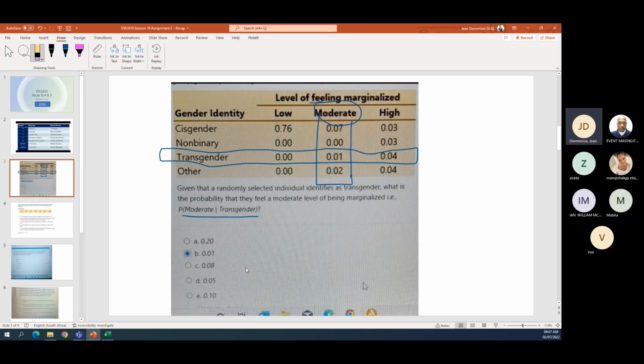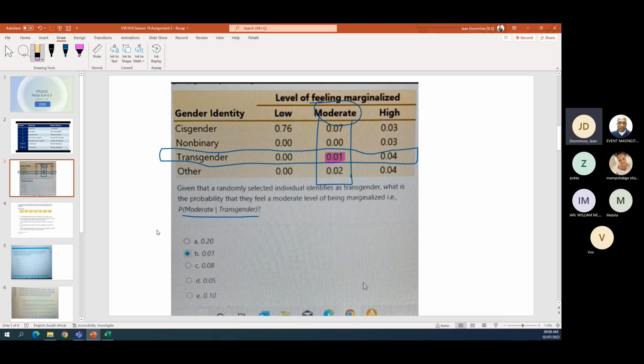To show. Okay, so a lot would probably have said, okay, there it is, there we go for that. But that is not correct. So if the question was, what's the probability that this person is transgender and moderate, then it would be 0.01. Okay, but we're not looking for that.